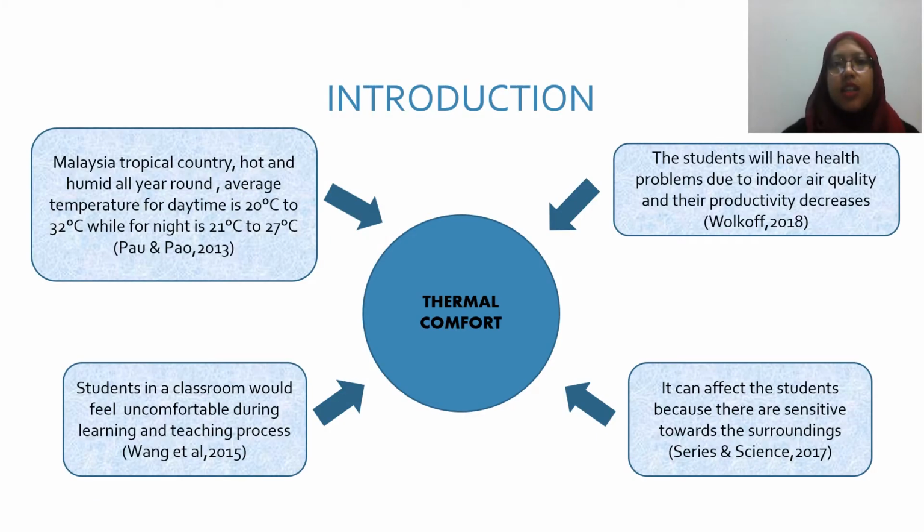For the introduction, according to POW and POW 2013, Malaysia is a tropical country, hot and humid all year round, and the average temperature is between 20 to 32 degrees Celsius, while during night it will become between 21 to 27 degrees Celsius.